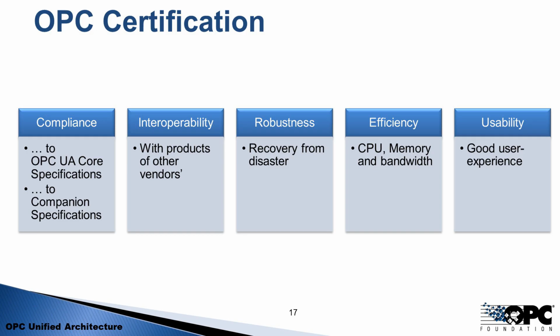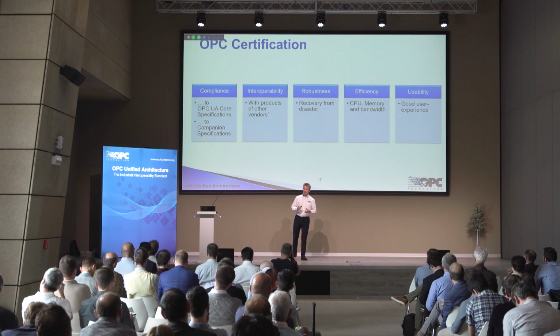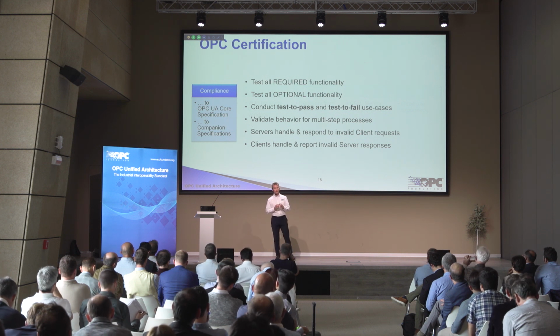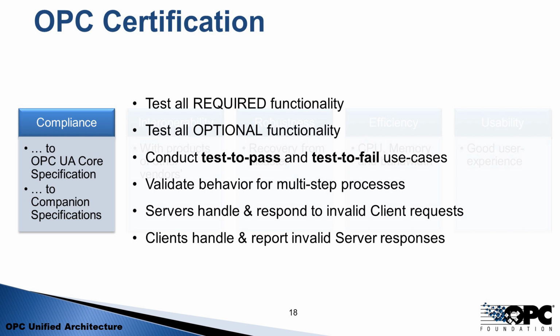So when we talk about the compliance area, obviously that is one of the most important ones, because that tells you whether it's compliant with the specification or not. Now, in that case, we're not only talking about the compliance with the OPC UA core specifications anymore, but we also talk about compliance with companion specifications. And when we talk about compliance, we say that we test every required functionality, as well as any optional functionality that is implemented. Now that means whenever there's something implemented, we're going to test that.